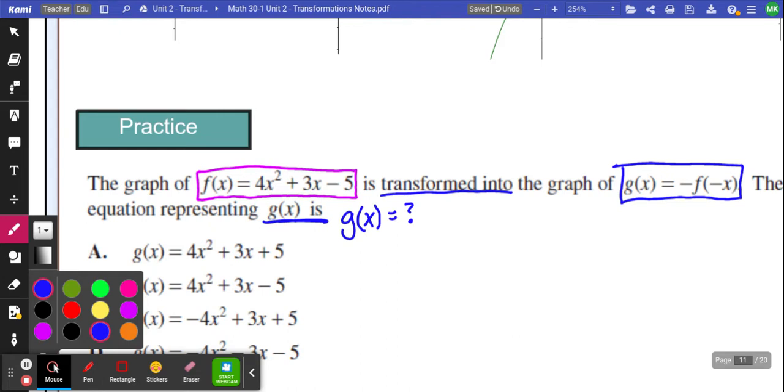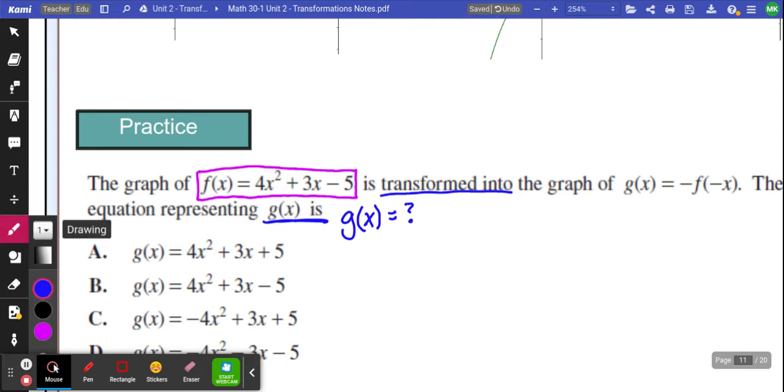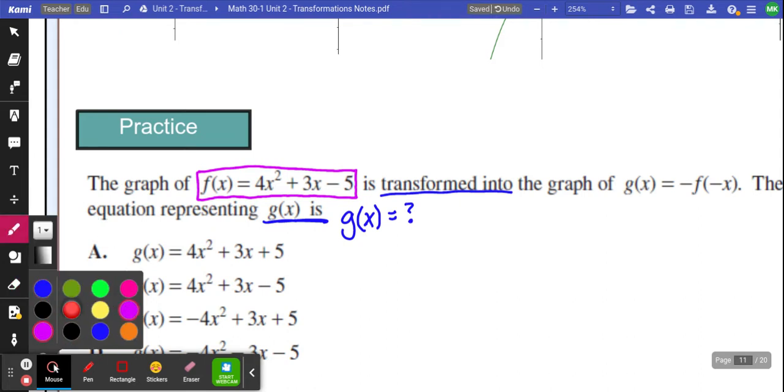Are we okay with what the question is asking me? What is g of x? Yeah, perfect. To find g of x, g of x has gone through a transformation. It's gone through this transformation. Those two negatives mean something. Visually, what's happening, if I had a graph, that negative is a reflection about the x-axis.